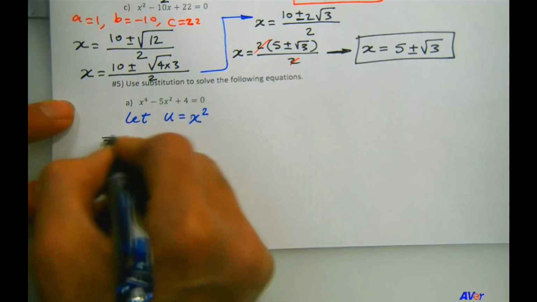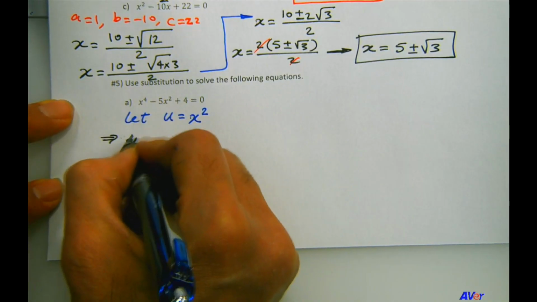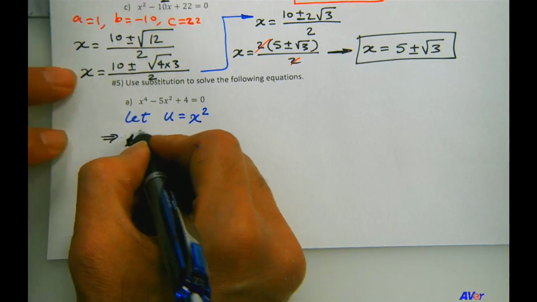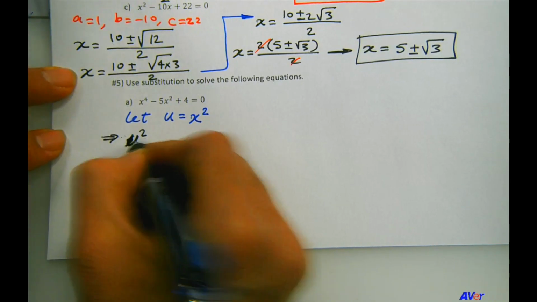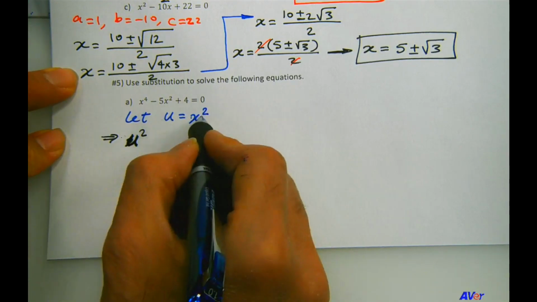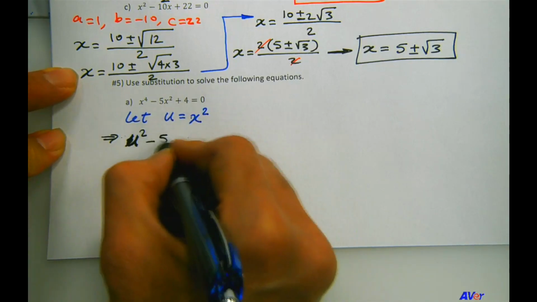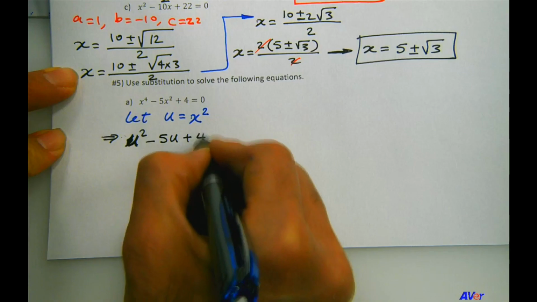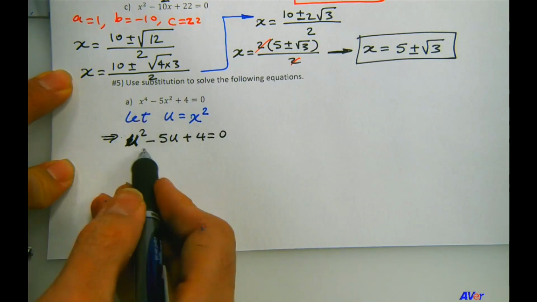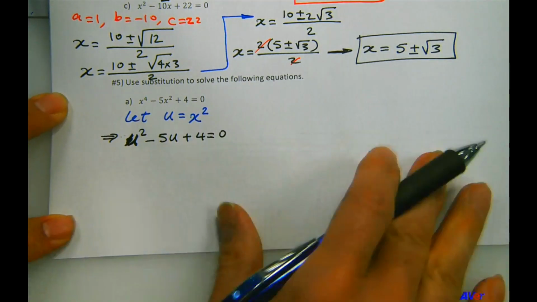So therefore, that means instead of x to the 4 power, we have u squared. Okay? If u is x squared, then x squared squared is x to the 4. Minus 5u plus 4 equals 0. So take a look at this compared with that. Now you have a very easily factorable quadratic equation.